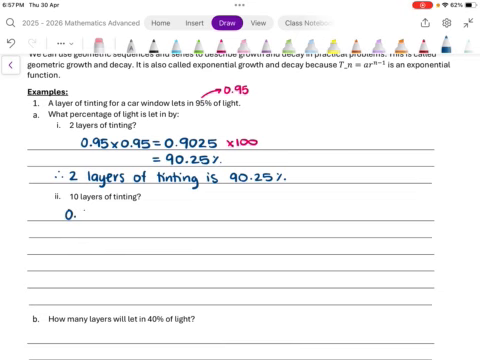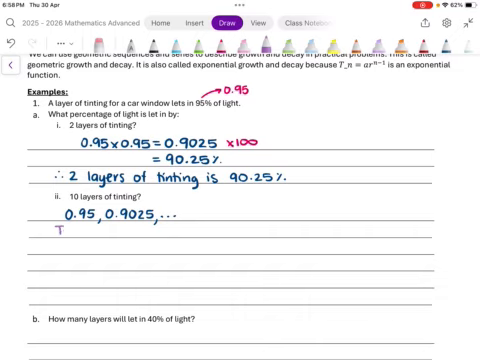So we have our 0.95 and our 0.9025, because we know that 1 layer of tinting lets in 95% of light, or 0.95, and 2 layers of tinting is 0.9025. So we could just keep multiplying by 0.95 to work out what percent 10 layers of tinting lets into the car, but that's going to take us a little while. So we're trying to find the 10th term here, so we want to use our term formula for geometric sequences.